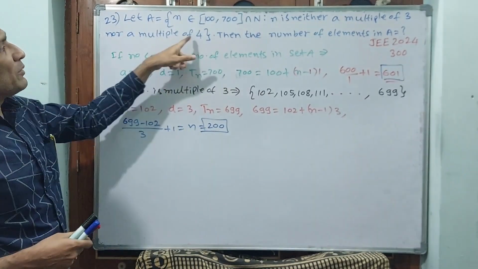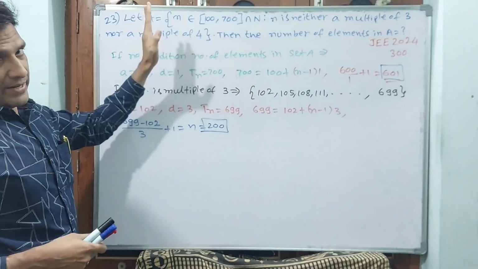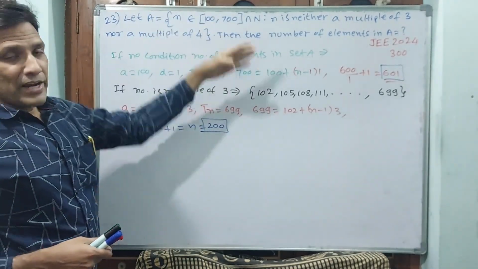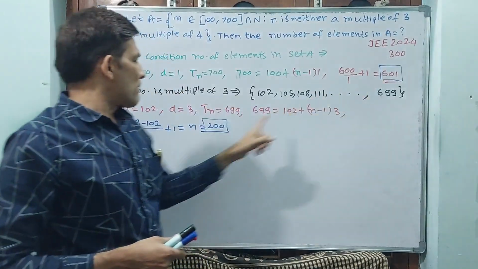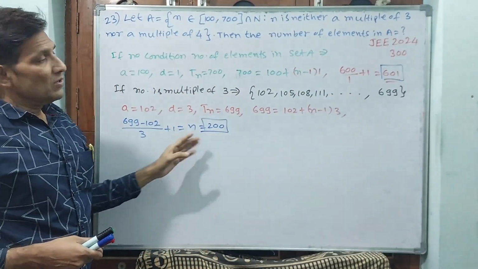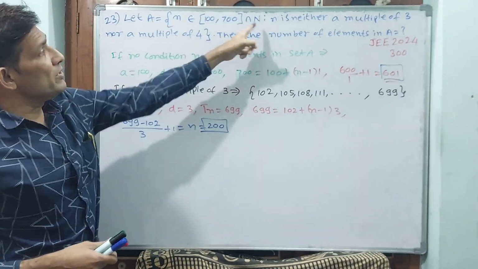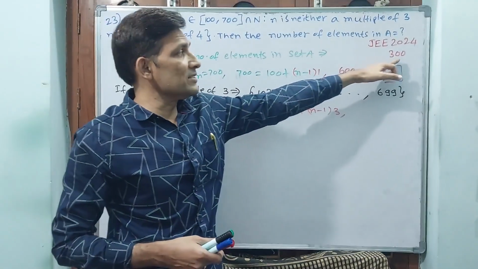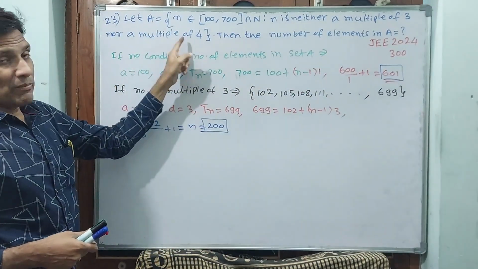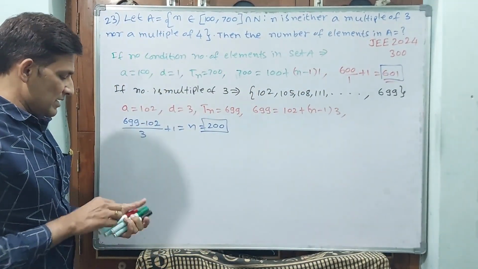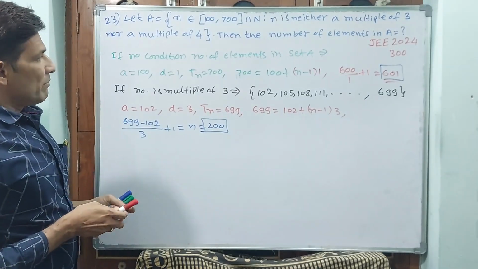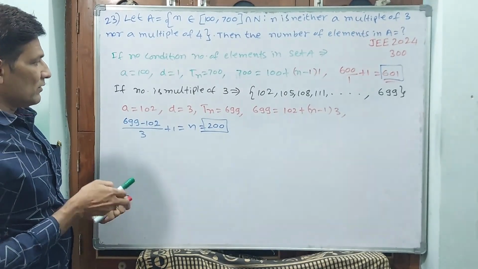If the multiple of 4 condition is not there, then the numbers are directly 601 minus 200, 401, which would be your answer. But the answer is 300, because again we have to go for multiples of 4 in the same manner. Let me go for multiples of 4. I am going now.